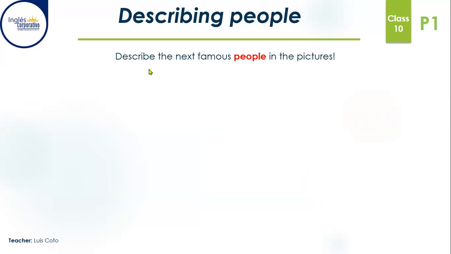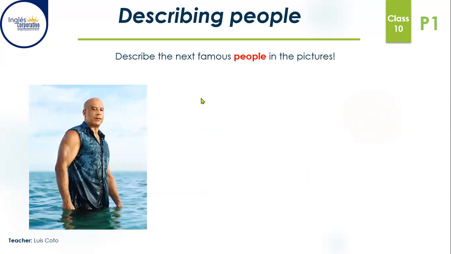Next. Describe the next famous people in the picture. Who is this guy? He's The Rock. No, he's Vin Diesel. Ah, no, he isn't. He's the actor from the Fast and Furious movies. Toretto. Who is Toretto? Vin Diesel. Yeah, Vin Diesel.